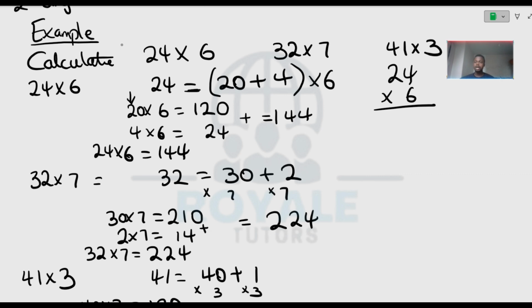24 times 6, so you have 6 times 4. 6 times 4 gives us 24. So you write 4, you keep 2. And then 6 times 2 gives us 12. However, you kept 2 somewhere before, so you add it to the 12 to make it 14. So 24 times 6 gives us 144, which is the same as what we got here.